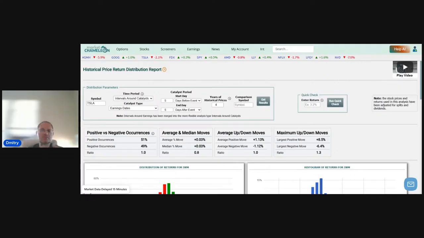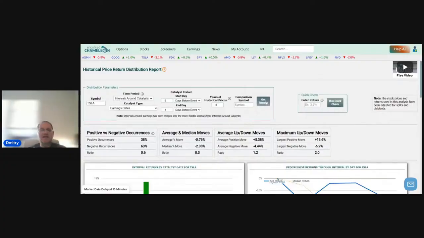Let's say we're looking at a stock, and we'll leave this at 5 days, starting 5 days before. And let's say we want to do 1 day before the event. So now what we're doing is looking at a period starting 5 trading days before and ending the day before the event to get an idea of how Tesla performed. We also have the option over here to set the number of years we're going back. This is 4 years. So let's leave it at that, and then we're going to say get results.